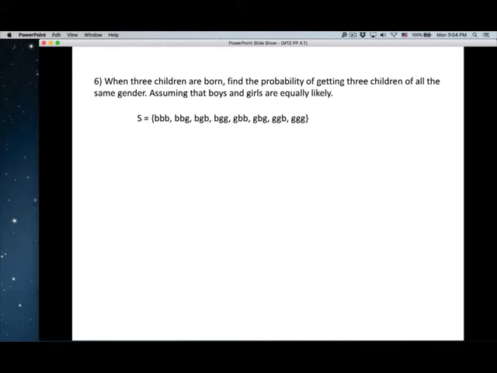And then I want to find the probability that the 3 children are all the same gender. So we have 3 boys or 3 girls. So that will be 2 out of 8.